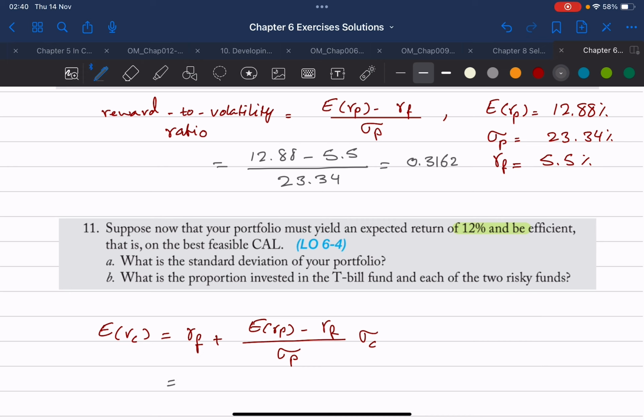We'll just say equals 5.5 plus 0.3162, which is the answer to the previous question, okay, multiplied by the standard deviation of the complete portfolio. All right.